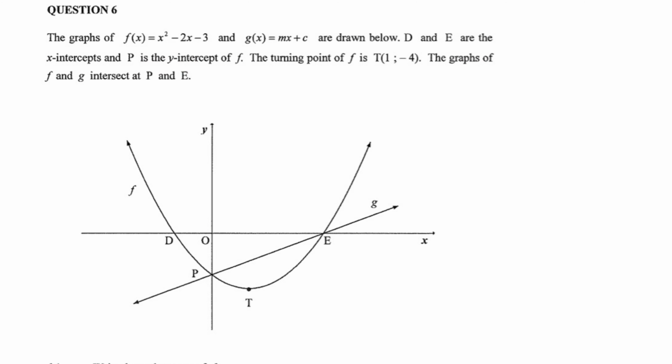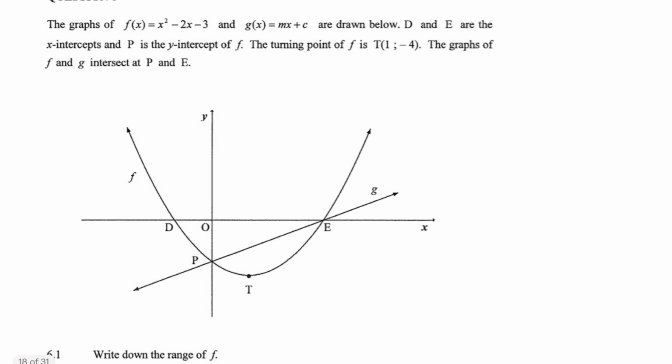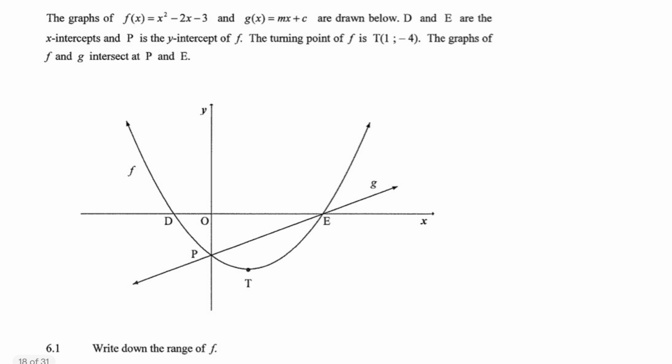Now, before I attempt the questions, I would like to fill in the information on my diagram. So I know that f(x) = x² − 2x − 3. The equation of g(x) was given as mx + c. We know that P and E are the intercepts and that the coordinates of T are (1; −4).